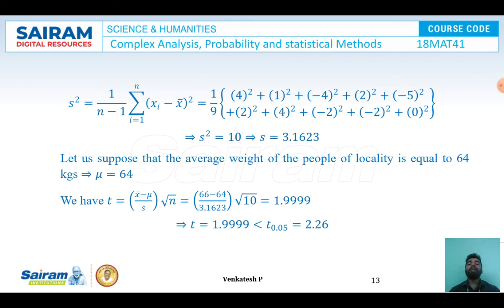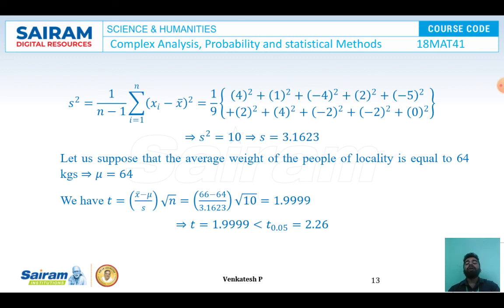So now we'll be calculating the sample variance. So sample variance is given by 1 by n minus 1 summation i from 1 to n of xi minus x bar whole square. It will be equal to 1 by 9 into 4 square plus 1 square plus minus 4 square plus 2 square plus minus 5 square plus 2 square plus 4 square minus 2 square plus minus 2 square plus 0 square. So after simplifying this, we got the value of s square is equal to 10, so s is equal to 3.1623.